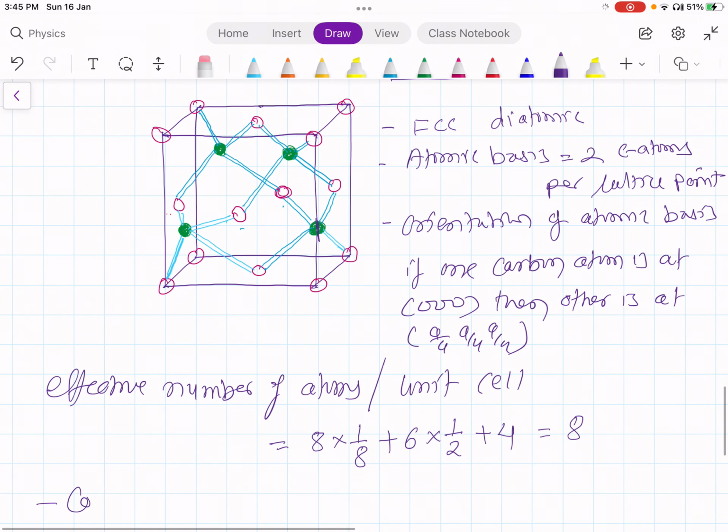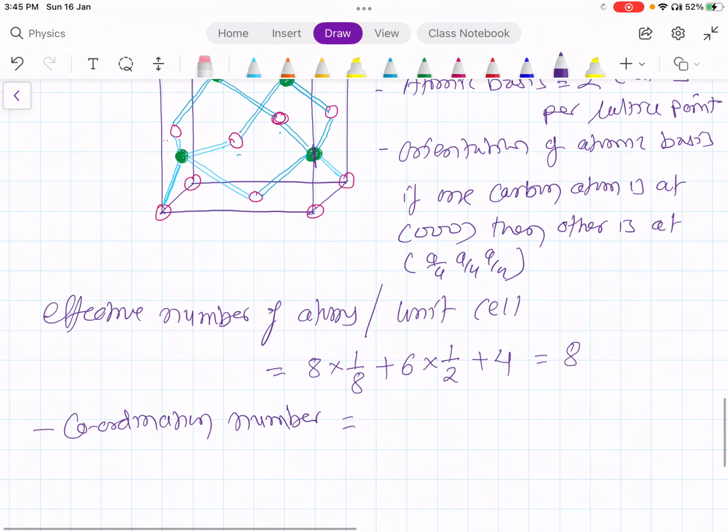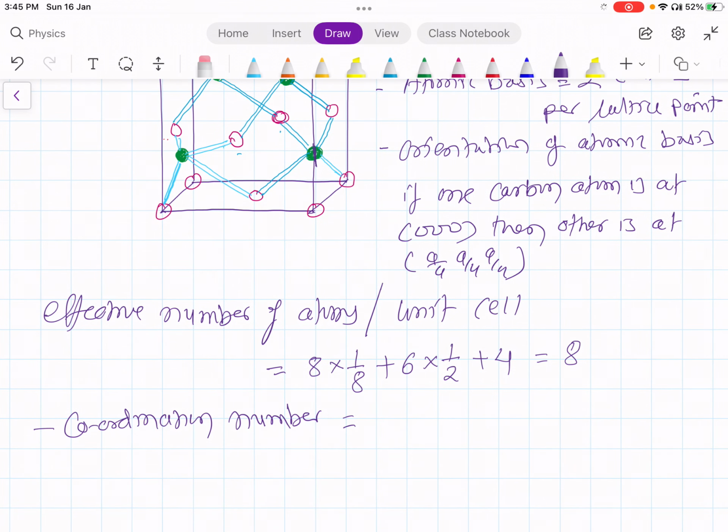Then the coordination number. It is a tetrahedral structure. Each carbon atom forms 4 covalent bonds with its nearest 4 carbon atoms. So the coordination number is 4.